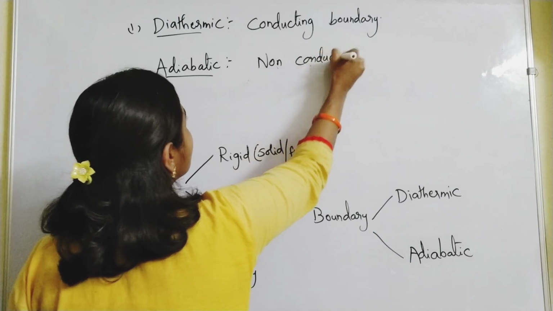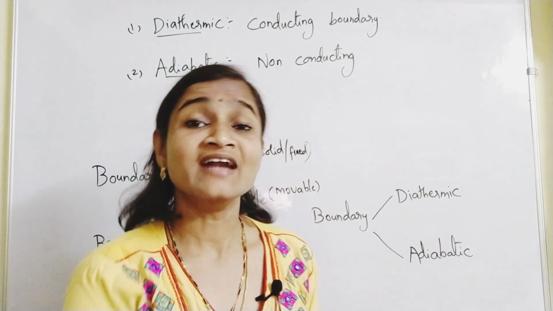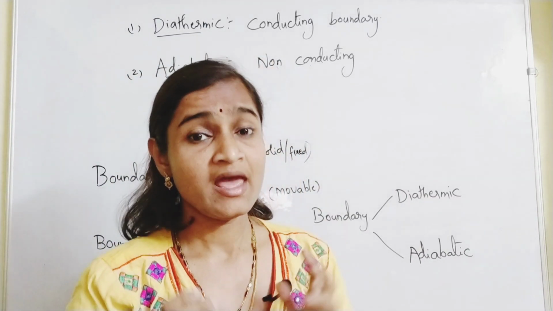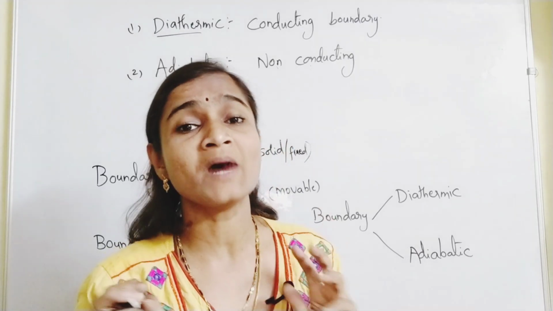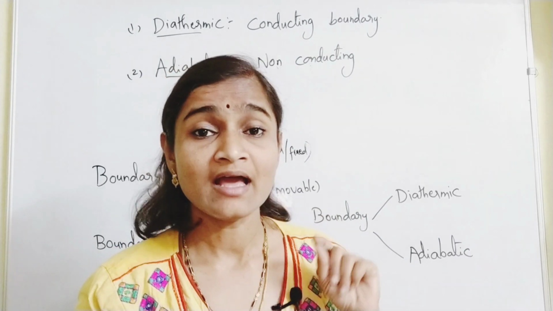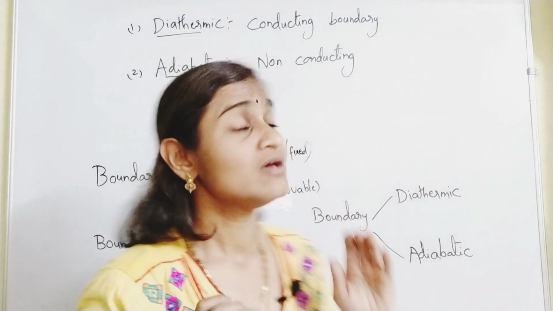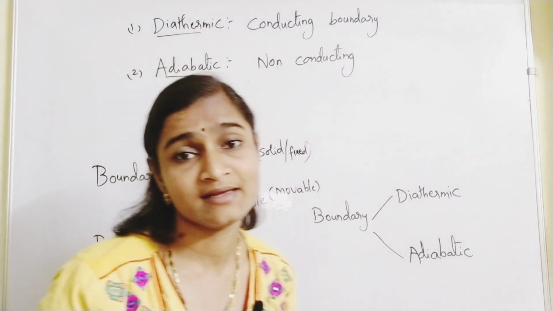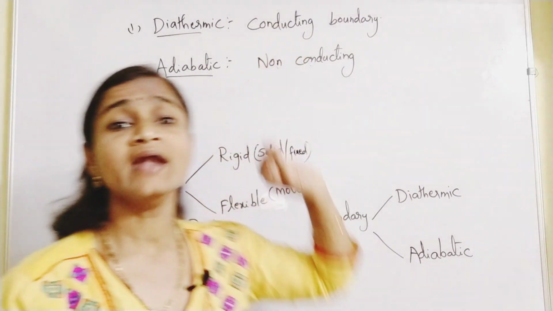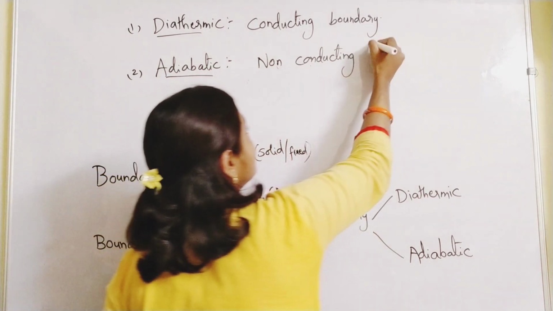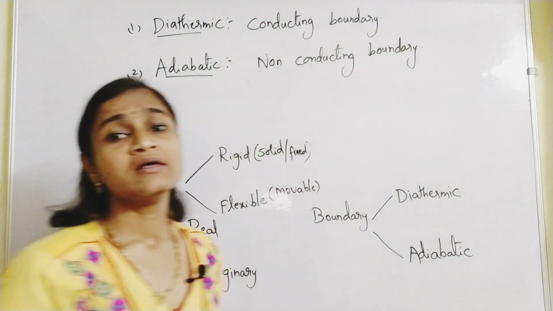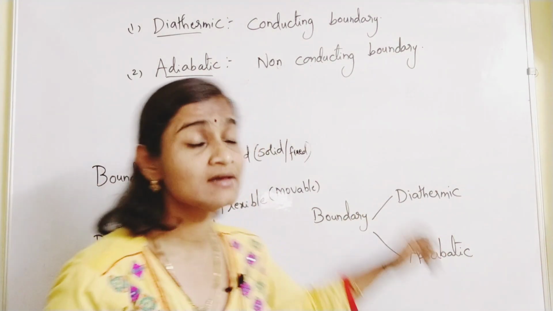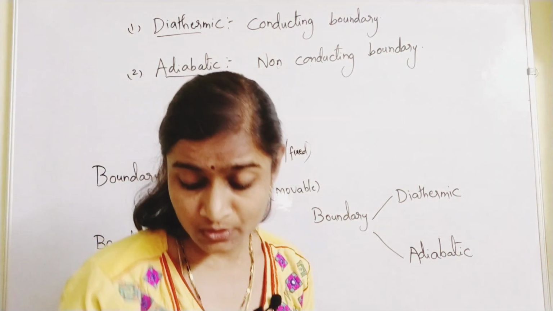Now, non-conducting boundary. Previously in our lower classes, we have learned conductors and insulators. Substances which allow heat or electricity to pass through them are called conductors, and insulators are the substances which do not allow heat to pass through them. But in thermodynamics, we are going to use a different terminology: conducting boundary, non-conducting boundary. But we use the words diathermic and adiabatic. Diathermic boundary means conducting boundary, and adiabatic boundary means non-conducting or insulating boundary. So three types of classifications are there for boundary: real and imaginary, diathermic and adiabatic, rigid and flexible. So this is about boundary.